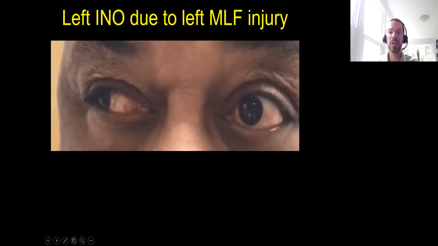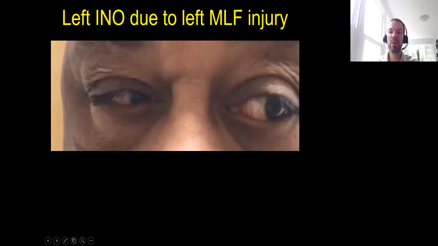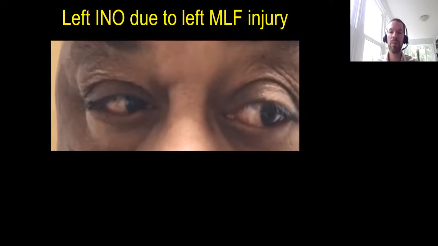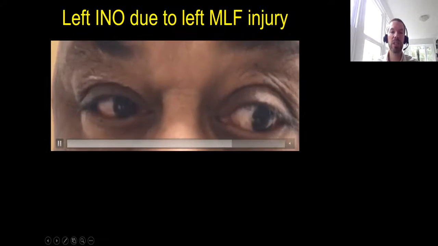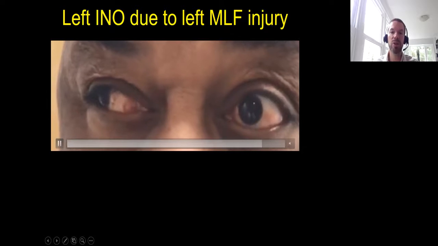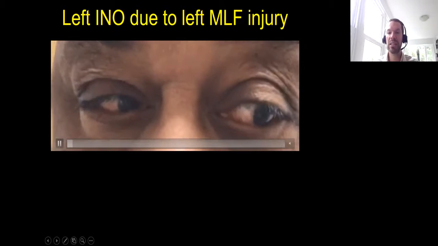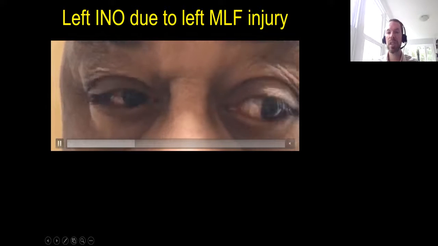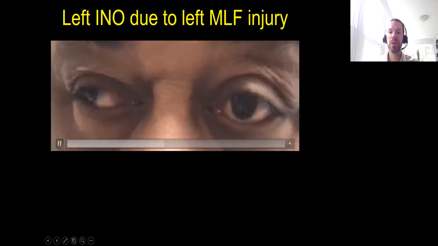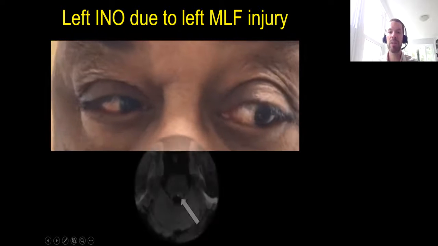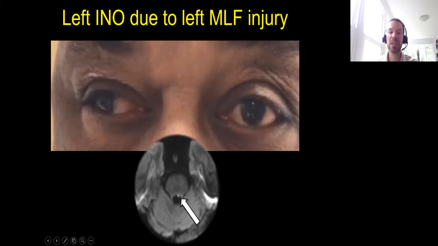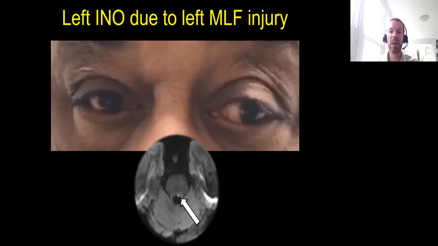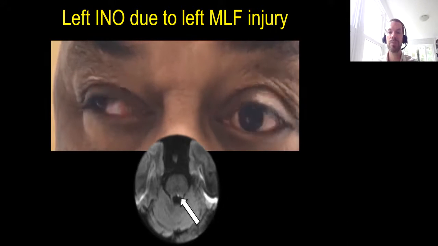This was a great patient. Unfortunately, I wasn't around to take the video. My fellow took the video for me, and it's just not as good as I'm accustomed to. But you can also see the abducting nystagmus to the right over here. You see the adduction lag, the adduction deficit, plus the abducting nystagmus. This is highly suggestive of a left internuclear ophthalmoplegia due to left medial longitudinal fasciculus injury. In his case, he had a stroke that just affected the left MLF and nothing else.